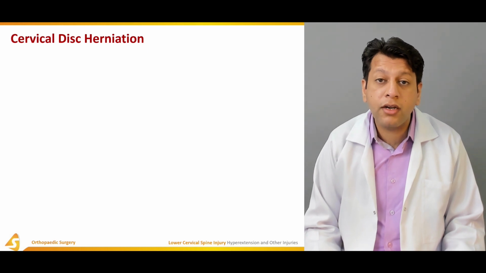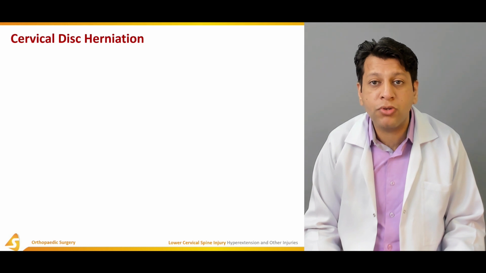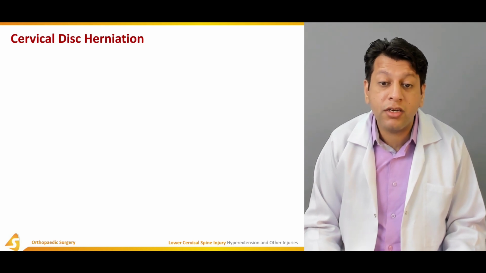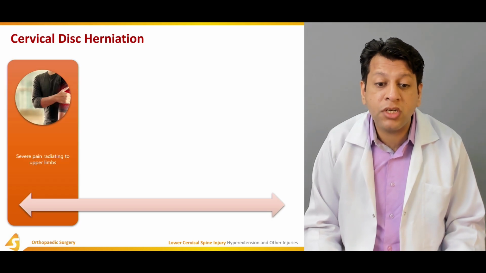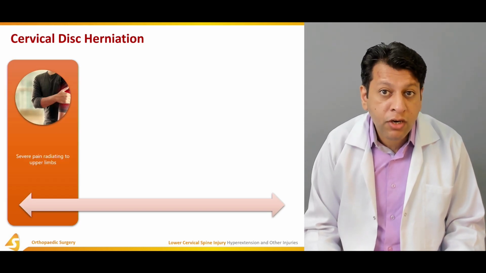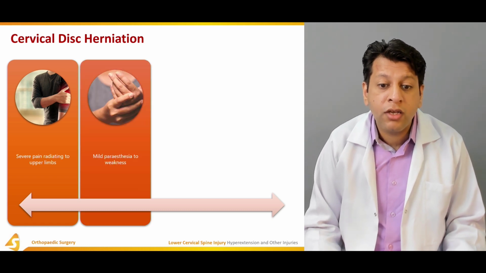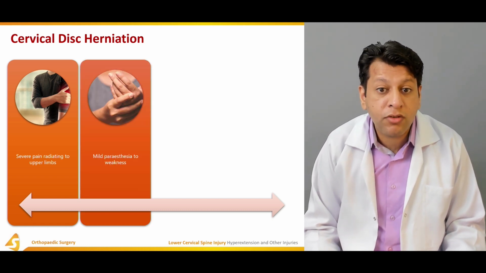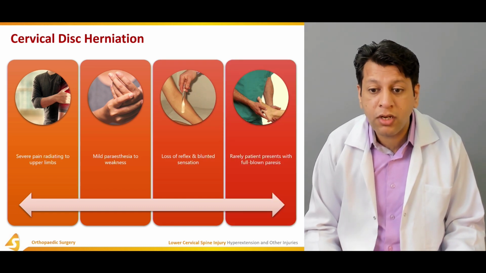Now coming to another entity, although it's rare or less common compared to the lumbosacral spine, cervical disc herniation can occur. And what are the signs and symptoms? It can present with severe pain radiating to the upper limbs. Involvement of brachial reflexes may be seen as well. There could be mild paresthesias or weakness. There could be loss of reflex and blunted sensation as well.